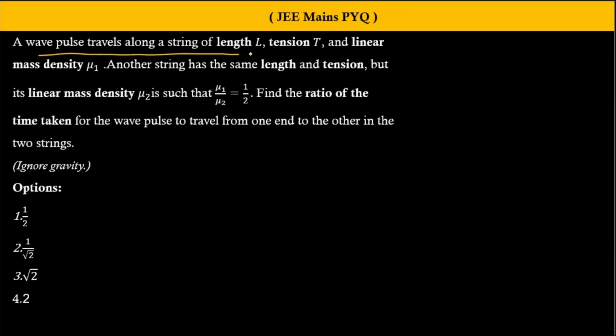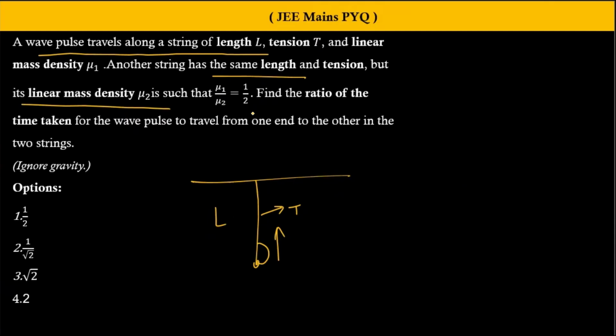Okay, now let us move with this one. A wave pulse travels along a string of length L. So this is a string, and this is of length L. Wave pulse is traveling. So this is the pulse. Okay, pulse we are talking about, so a single one we draw. This pulse is going upward, okay. And it has a tension T and its linear mass density is mu1. Another string has the same length and tension and its linear mass density is this, such that this ratio is this. Find the ratio of time taken for the wave pulse to travel from one end to another.